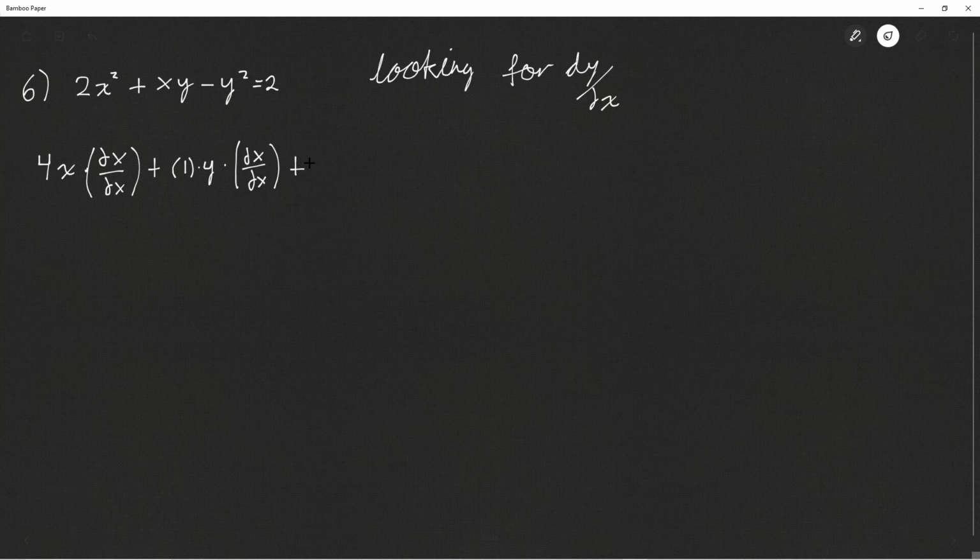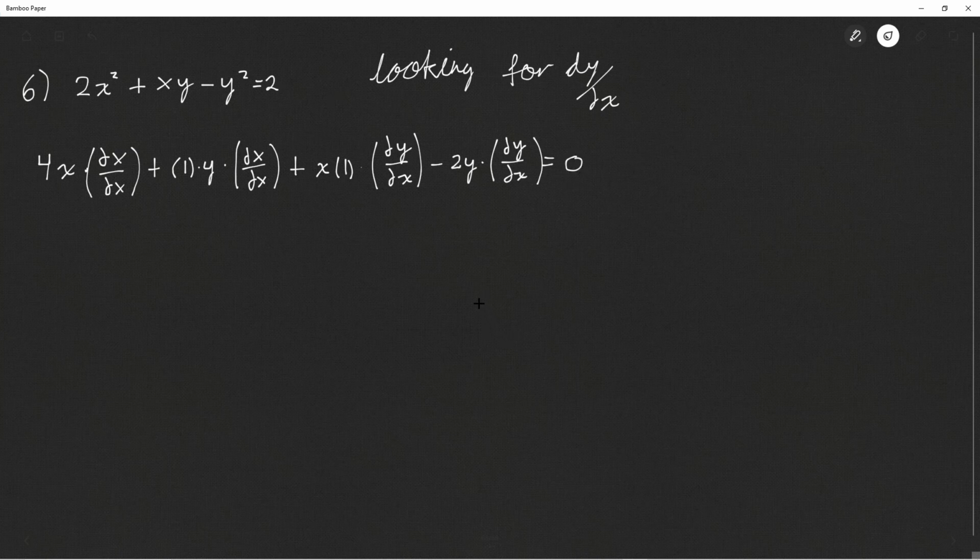And now we add, this time we're going to treat x as the constant. So this will be x, and the derivative of y will be 1, but we're going to multiply it by dy with respect to x. And now finally we'll subtract 2y multiplied by dy over dx. And then again, the derivative of a constant just becomes 0.